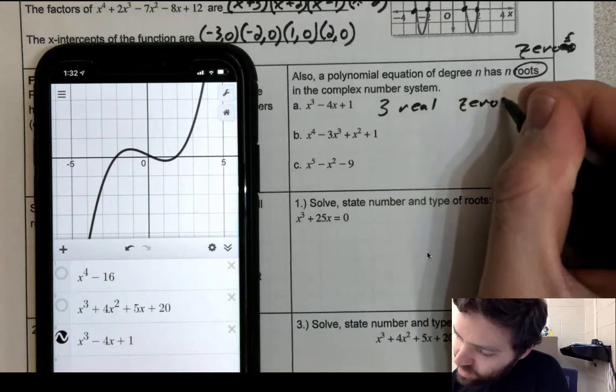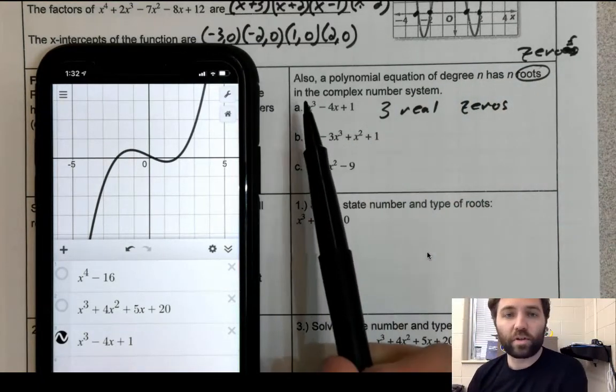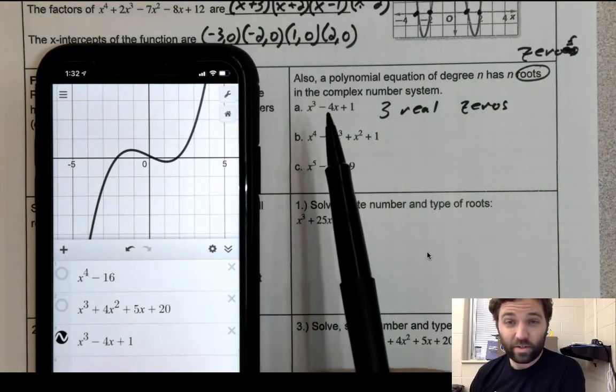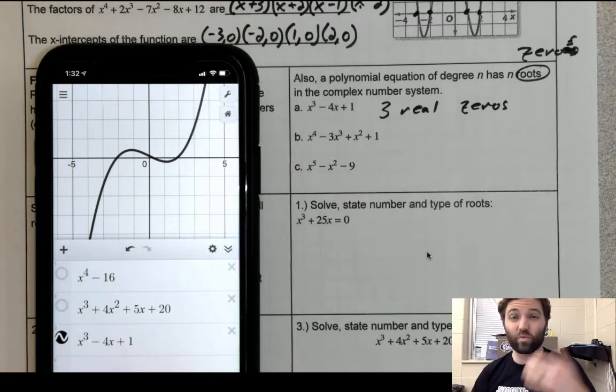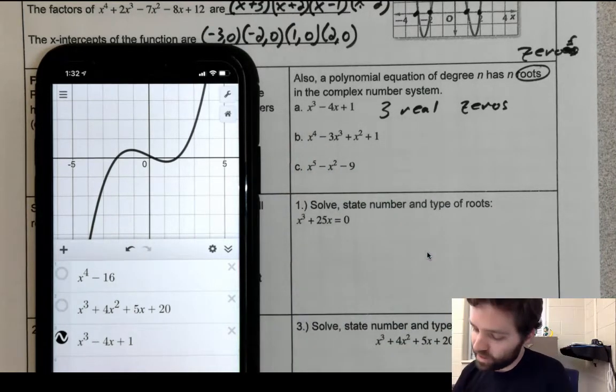Okay, so that one's not that interesting. The fundamental theorem of algebra says whatever the degree is, that's how many complex zeros there will be. That means real plus imaginary. Okay, so let's look at this next one.